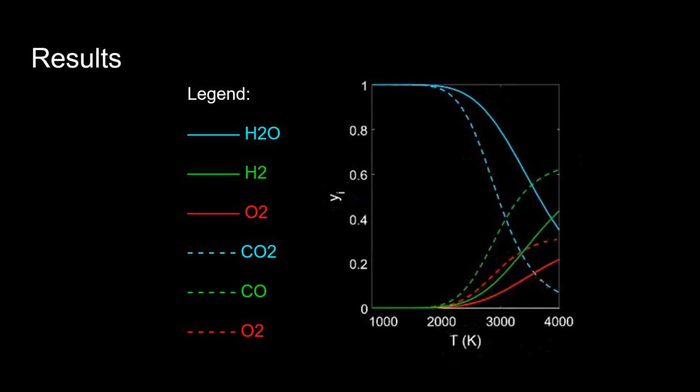This graph makes sense intuitively because the mole fraction should add up to 1 at all times. So as the water or carbon dioxide on the left-hand side of the equation decreases, the hydrogen and oxygen or carbon monoxide and oxygen products increase.